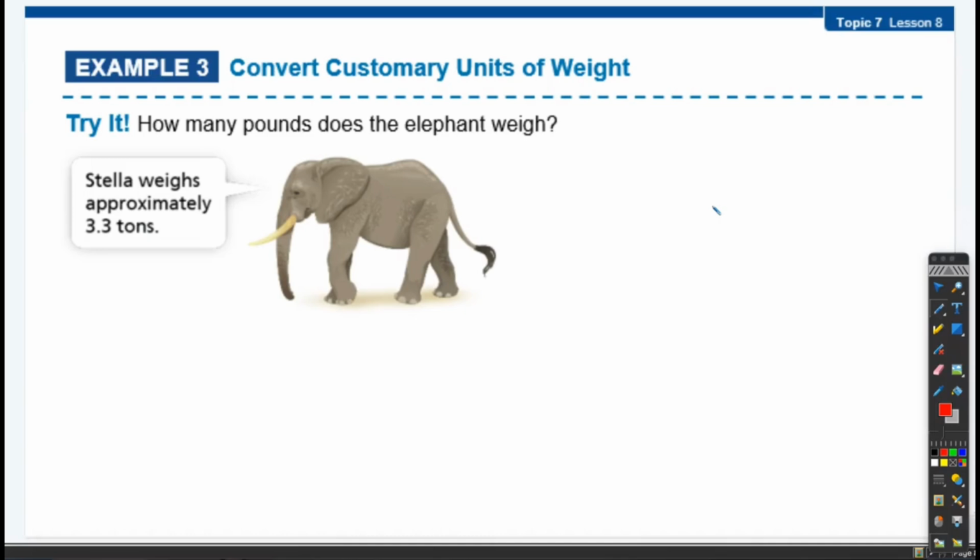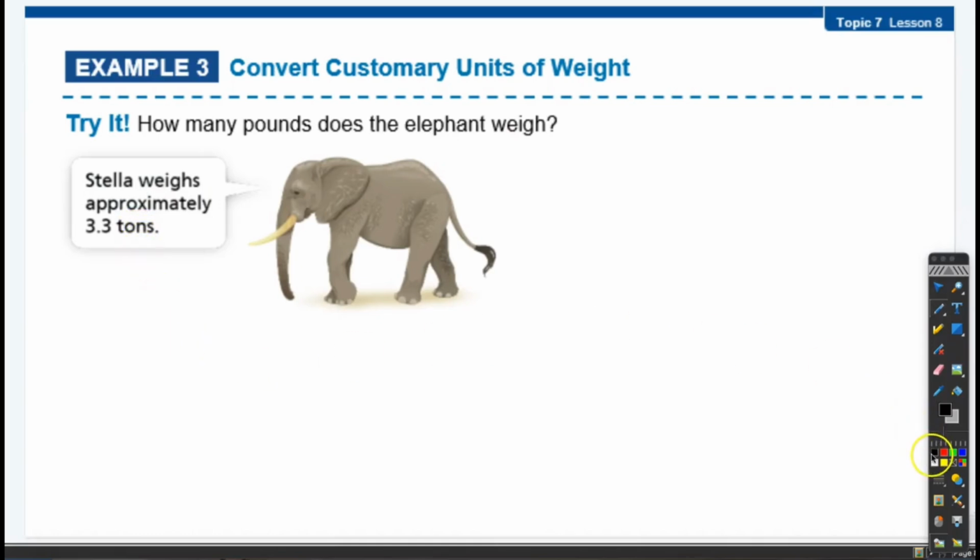Last but not least, example 3 to try it. You should have paused it by now and worked it out. Let's get it right now together as a team and a class and a group and all the other synonyms. So, how many pounds does the elephant weigh? Stella weighs approximately 3.3 tons.